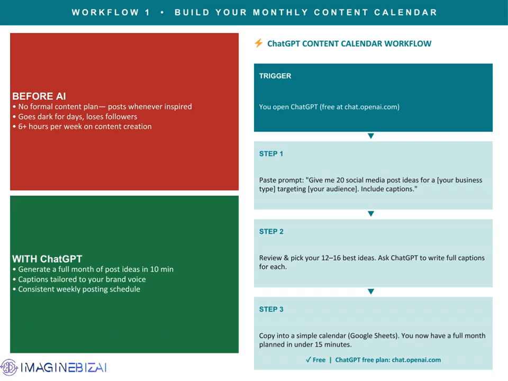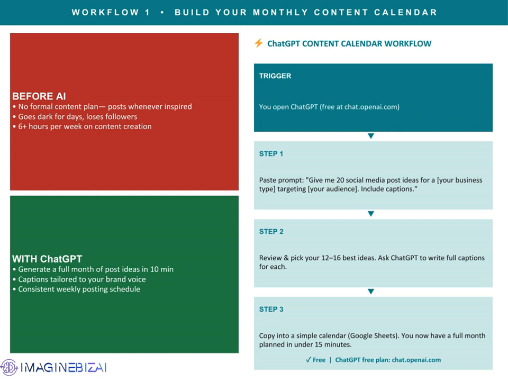Workflow 1. Building your monthly content calendar with ChatGPT. Before AI, content creation was multiple steps manually, without a streamlined process and needed weekly planning. Here is how you change that. Open ChatGPT. Type this prompt. Give me 20 social media post ideas and captions for your business type targeting your audience. ChatGPT will give you 20 ideas of potential photos or posts with captions in under 2 minutes.